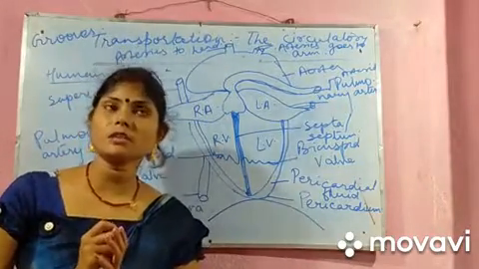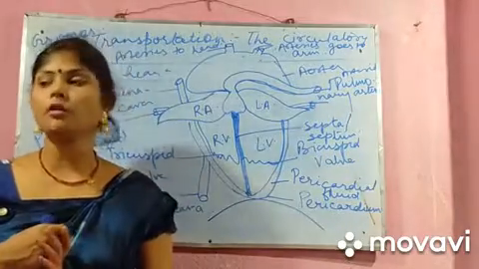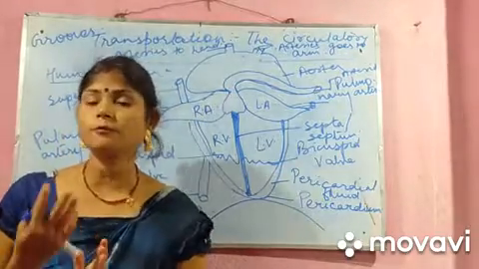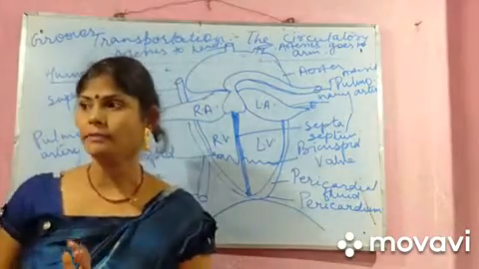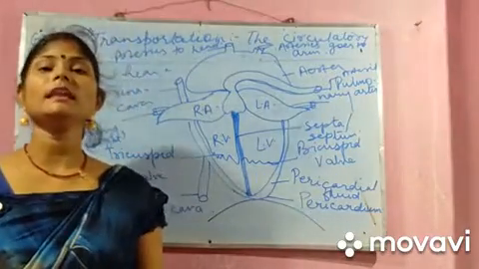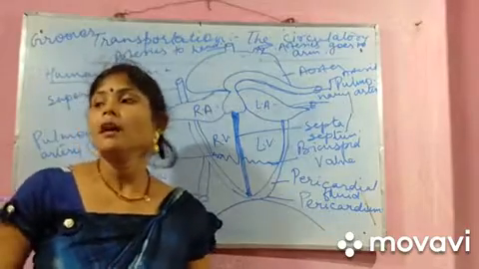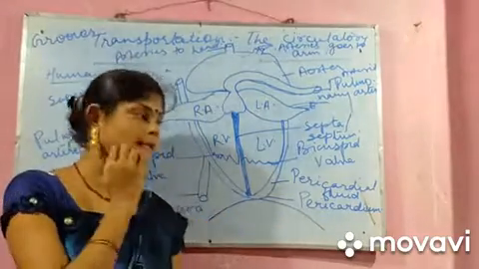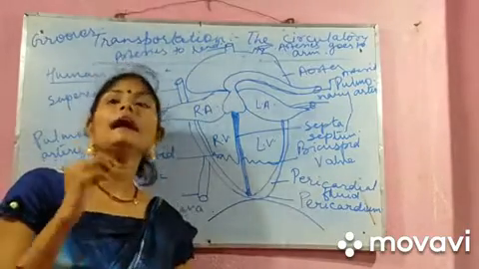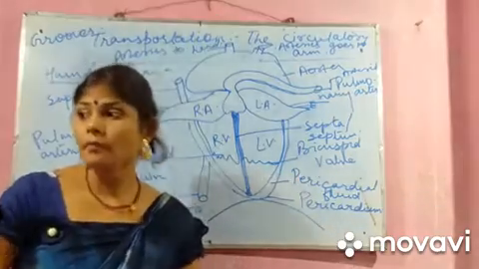The rigid blood vessels are called the arteries, which originate from the heart and supply blood to the various parts of the body. The largest artery in the human body is the aorta. The function of the artery, as I said earlier, is to carry blood and oxygen from the heart to the different parts of the body.